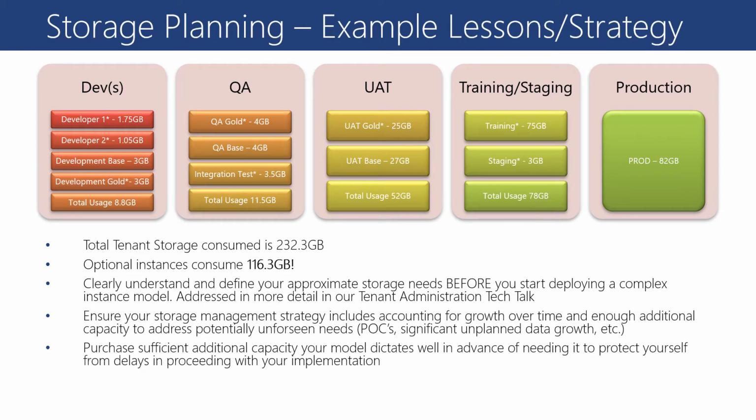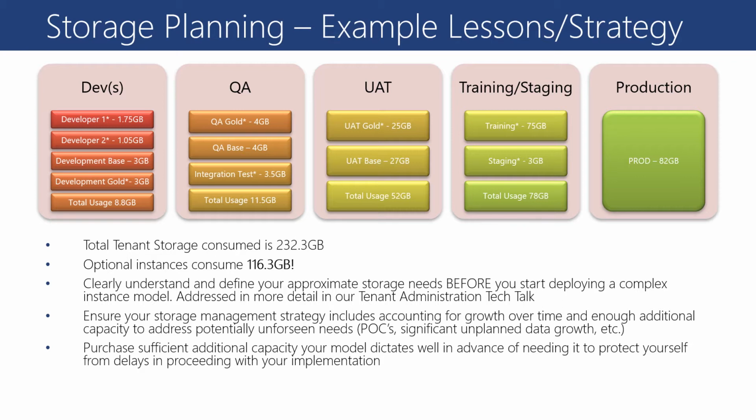Across all of these different areas of our lifecycle, with all of the instances we have, we're consuming over 232.3 gigabytes of storage. And the optional instances consume over half of that. This can become quite problematic if you are solely dependent upon the storage that is allocated to you based on the number of users you have, and you haven't purchased any additional storage. The point here being that you do need to clearly understand and define your approximate storage needs before you start deploying a complex instance model. This is addressed in more detail in our tenant administration tech talk.